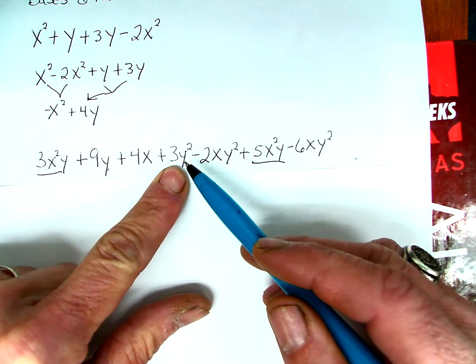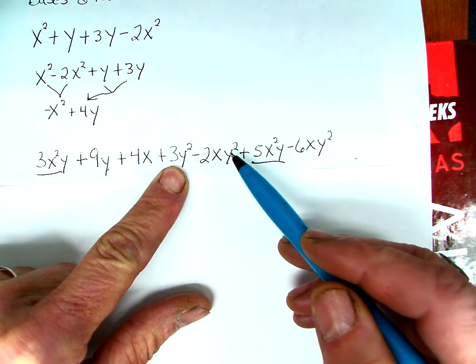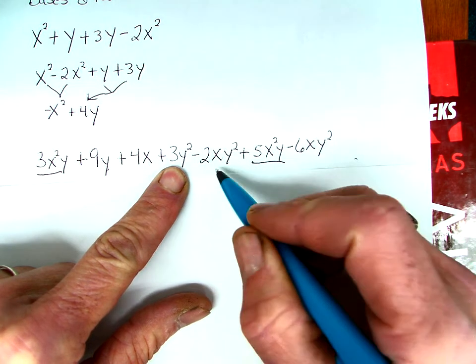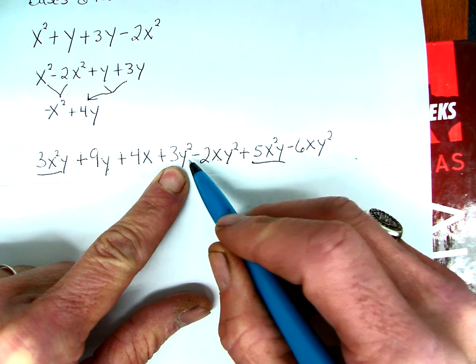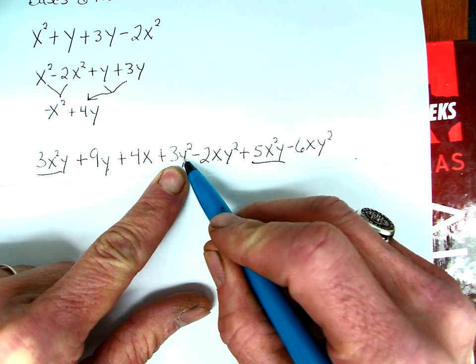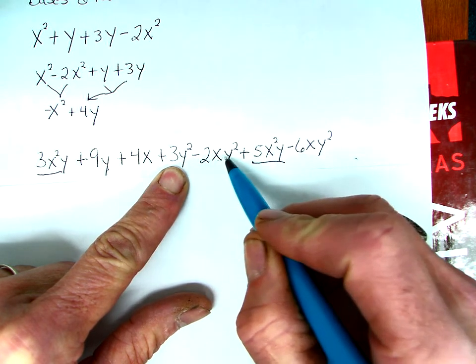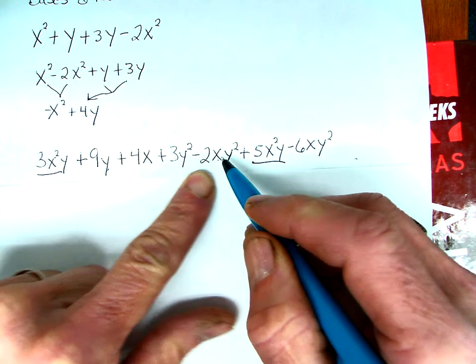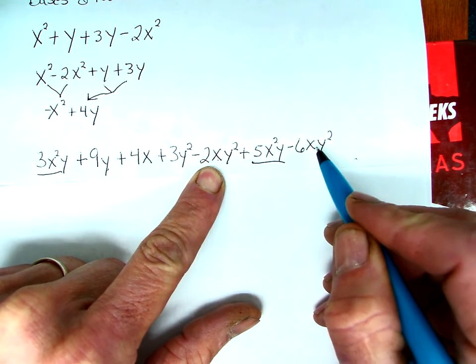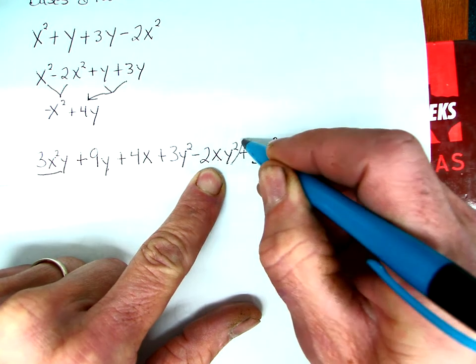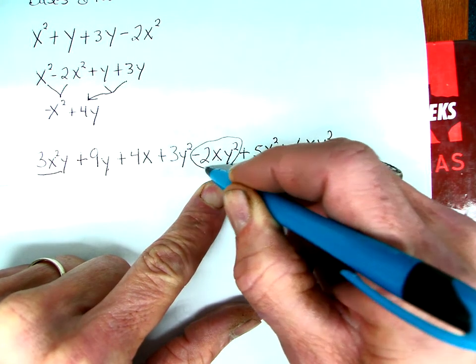There's a y squared here, but the base is actually xy squared. This is not xy squared, it's just y squared, so we cannot combine these two. xy squared, xy squared, these two are going to get combined, so I'm going to circle those.